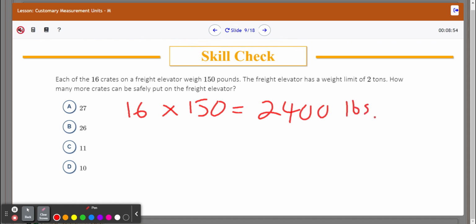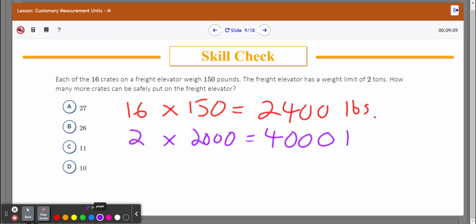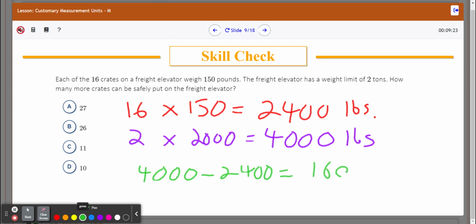Now it says the freight elevator has a weight limit of 2 tons. Let's convert that into pounds. If I have 2 tons, 1 ton is 2,000 pounds, so 2 times 2,000 gives me 4,000 pounds. So the capacity is 4,000 pounds, and we're at 2,400 right now. How much more can it hold? I take my 4,000, subtract my 2,400, and that tells me we have 1,600 pounds left to work with.